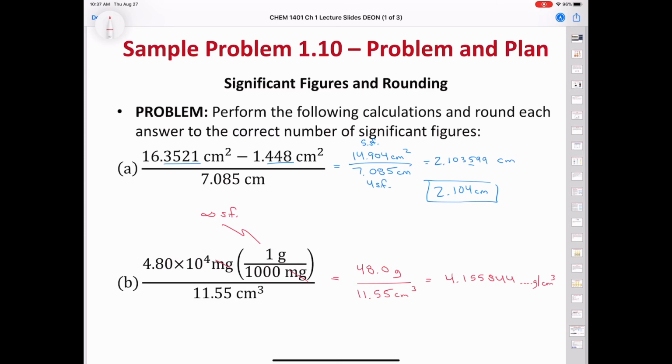But we have to round this number to 3 significant figures because we have 3 significant figures in the numerator and we have 4 significant figures in the denominator. But remember, now we're doing division. And the rule is that when we multiply or divide, the final answer can only have as many significant figures as the number with the least number of significant figures. And so that number is 3. And so we have 4.15, so we're going to have to drop the 5. Since 5 is equal to 5, we're going to have to change that to 4.16 grams per centimeter cubed.